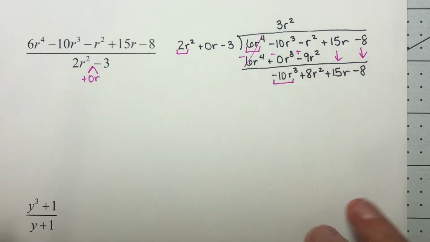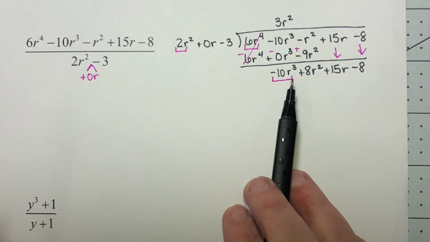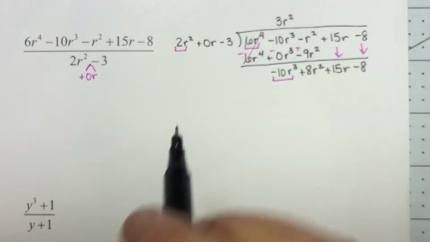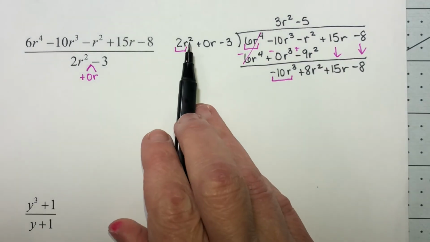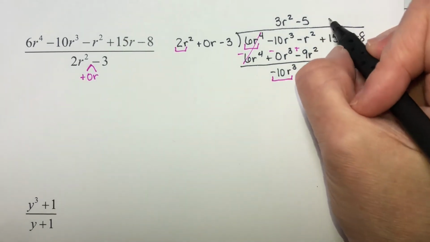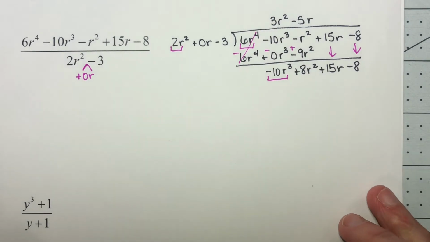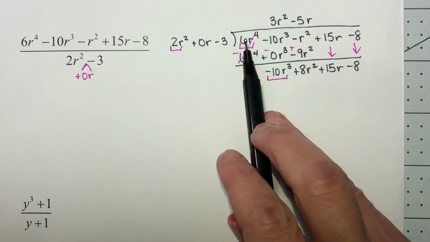Repeat. I want this 2r squared to become a negative 10r cubed. The 2 needs to become a negative 10, so I need to multiply it by a negative 5. I have 2 r's, I need 3, so I'm going to multiply by another r. And I did not line up my like terms here. It's not critical, but it would have helped. I apologize. Take this negative 5r and distribute it.